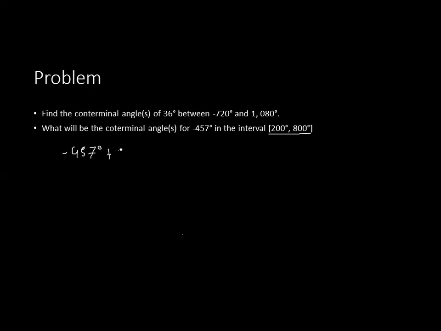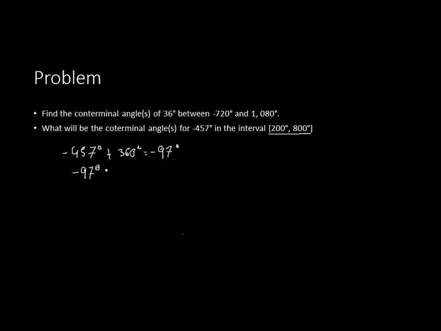Negative 457 degrees plus 360 degrees. So let me take a look. Negative 457 plus 360. This is negative 97 degrees. All right. So we're not there yet because this is still negative, right? Which is not part of this interval.